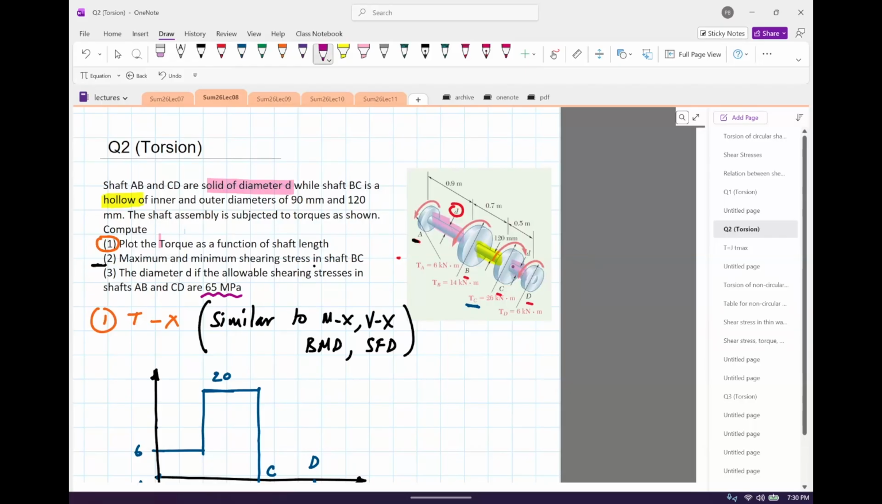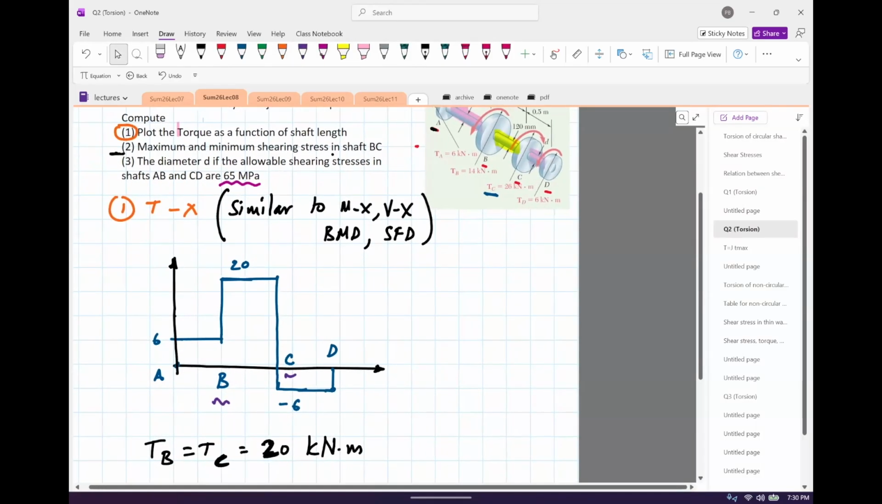Now, since we're given two parts, there's one shaft between A and B, and another one between C and D. The question is which of these parts is more critical? Which of these parts will fail first? If you look at the torque versus distance plot, you'll see that AB has a maximum torque of 6 and CD has a maximum torque of minus 6, but that's really a convention which makes it minus 6. The torque is actually 6.